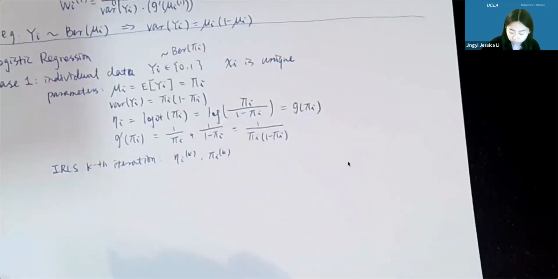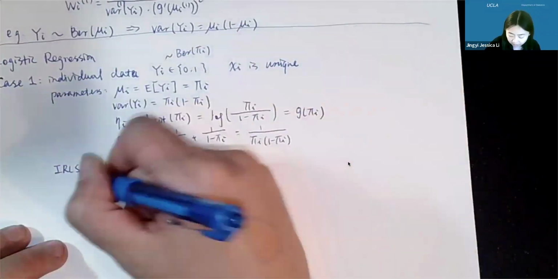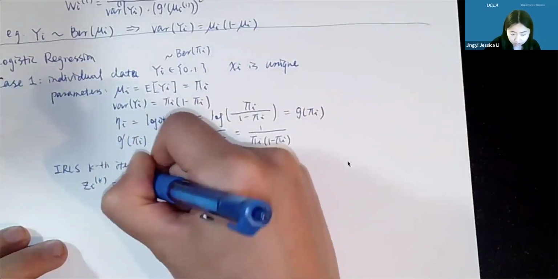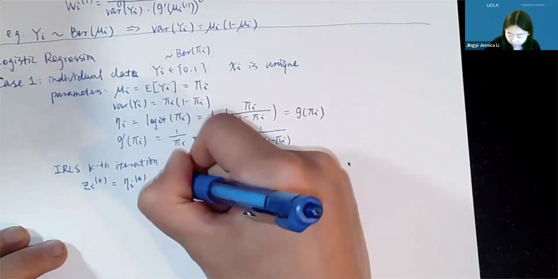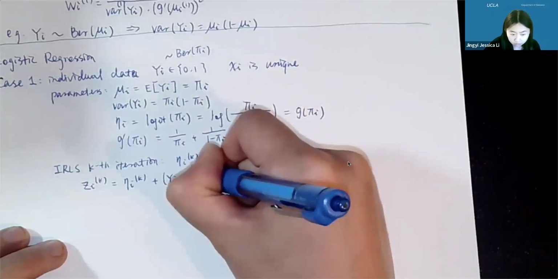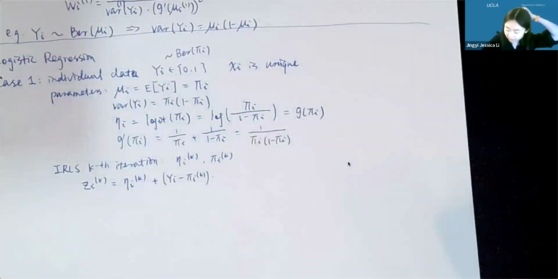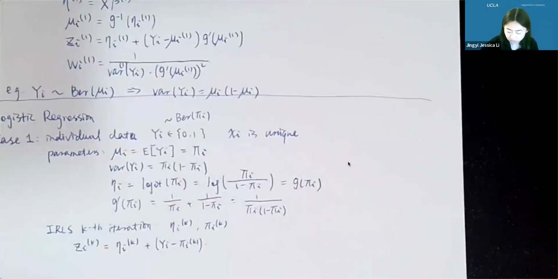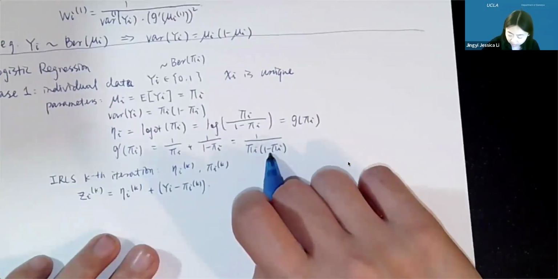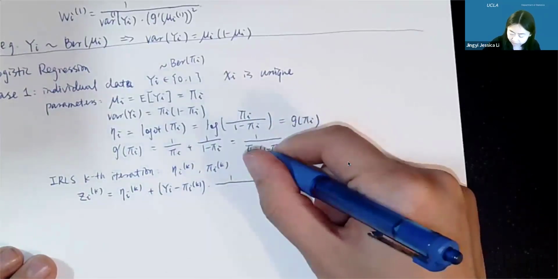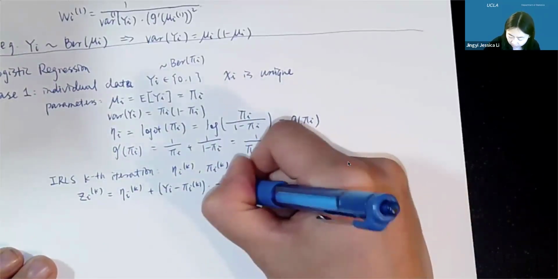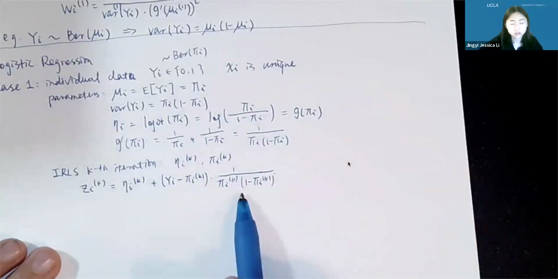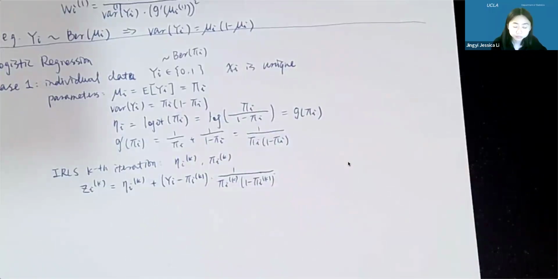We use pi i. So therefore, our zik is just eta ik plus yi minus pi ik, times the g prime, the gradient, the derivative, which is here, 1 over, plugging in the current value, pi ik times 1 minus pi ik. That's it. That's the working dependent variable.